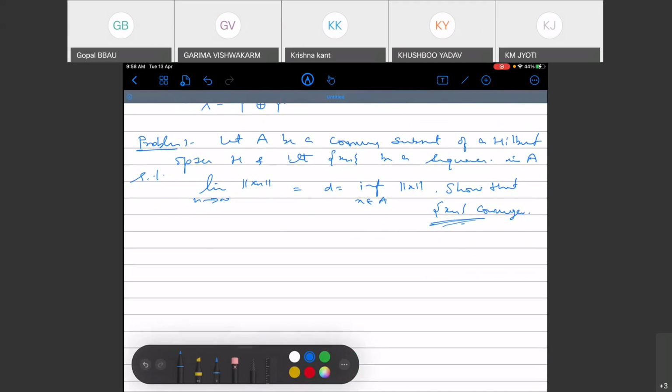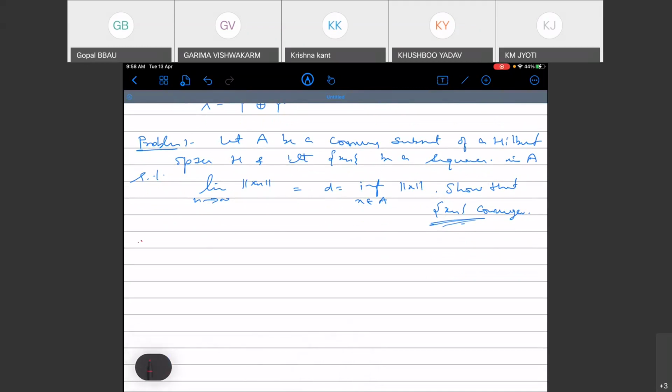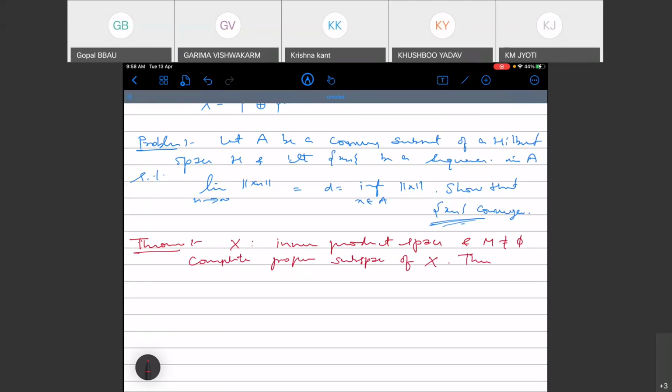Now there is another result that you will prove on your own. It says we have an inner product space X, and a non-empty complete proper subspace of X. Then Y perp is non-empty. In fact, it is non-zero. So two things you have to prove: this is non-empty, and in fact this subspace is not equal to 0.